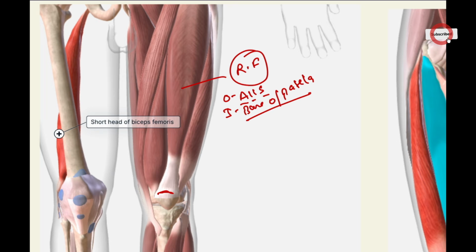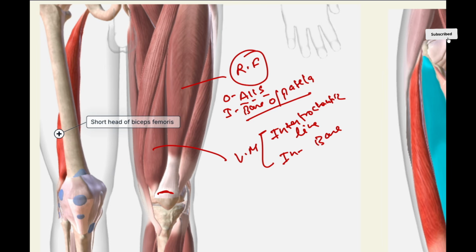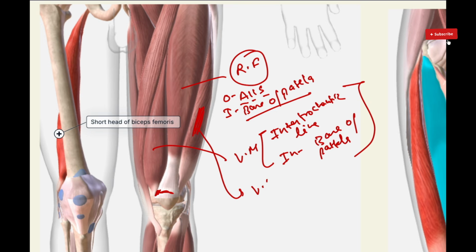Then we have the vastus medialis. This one is your vastus medialis. Again, the origin is the intertrochanteric line, and it inserts at the base of the patella on the medial aspect. So you can write base of patella. Then we have the vastus lateralis, this one. This is your vastus lateralis.